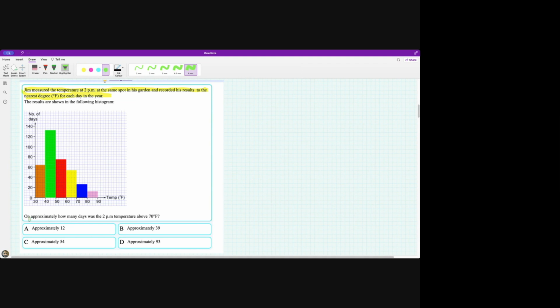Then it says, on approximately how many days was the 2 p.m. temperature above 70 degrees Fahrenheit? So on approximately how many days was the 2 p.m. temperature above 70 degrees Fahrenheit? Now I want you to read the scales. Look at the scale, number of days on the left and temperature on the right. How many days would have had a temperature above 70 degrees Fahrenheit?